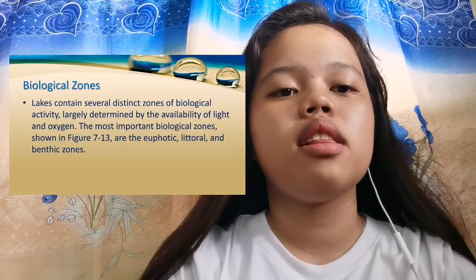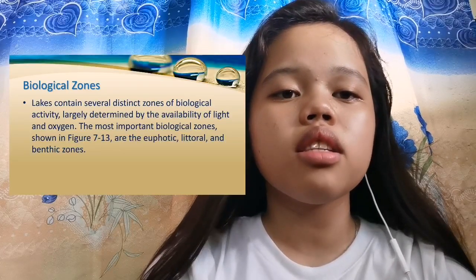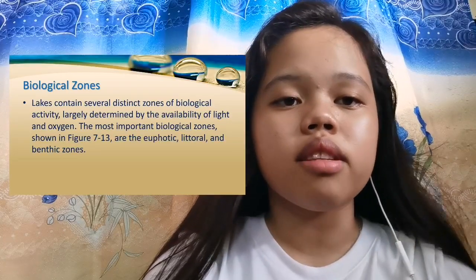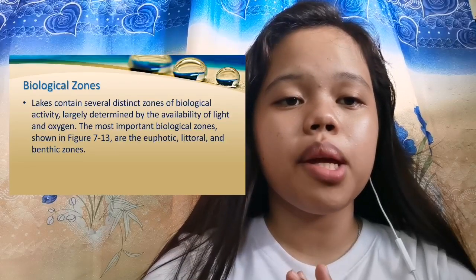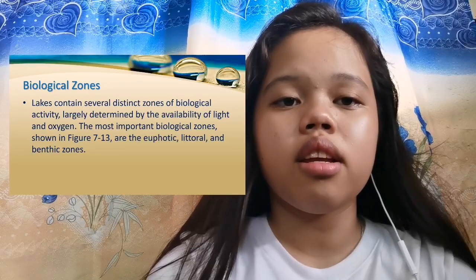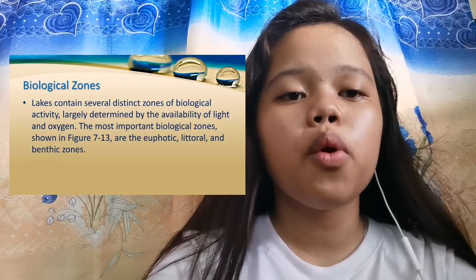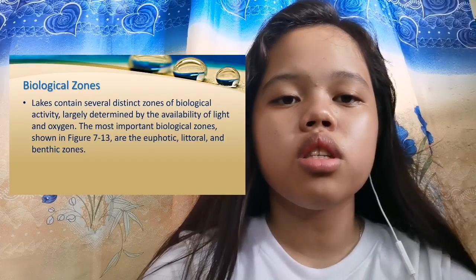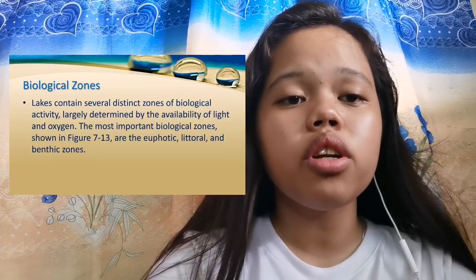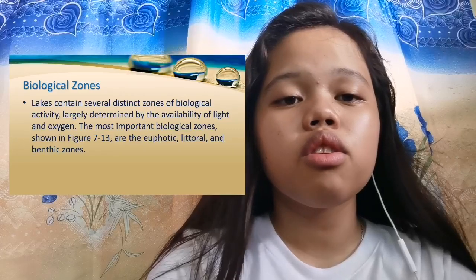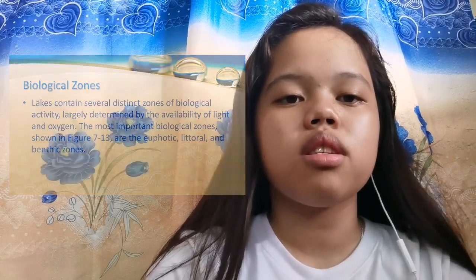Biological zones. Lakes contain several distinct zones of biological activity, largely determined by the availability of light and oxygen. The most important biological zones shown in Figure 7.13 are the euphotic, littoral, and benthic zones.